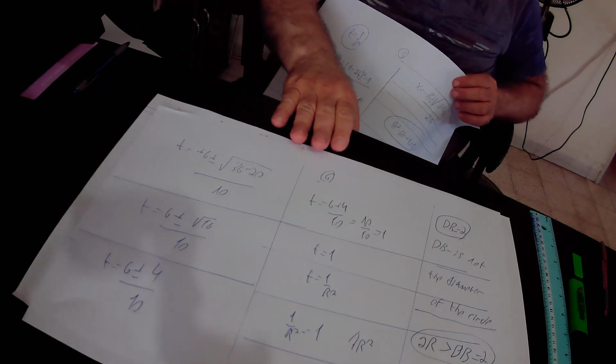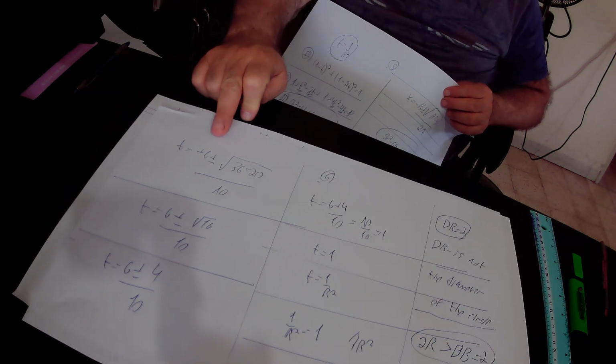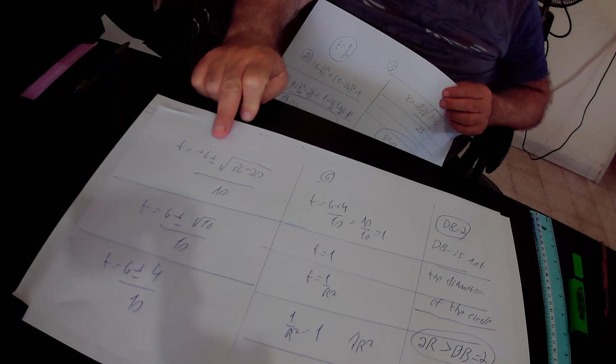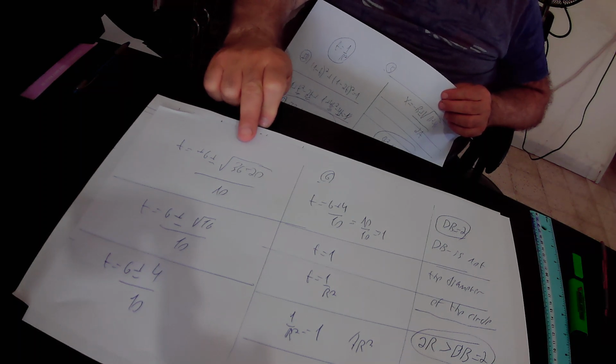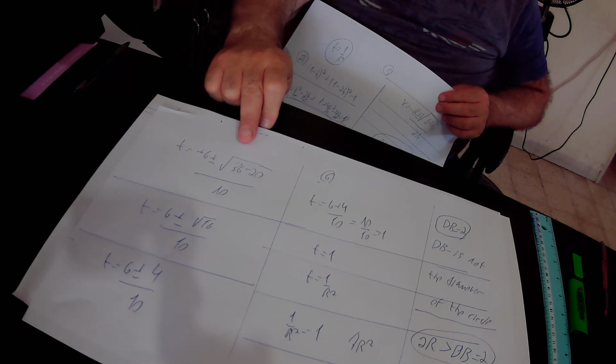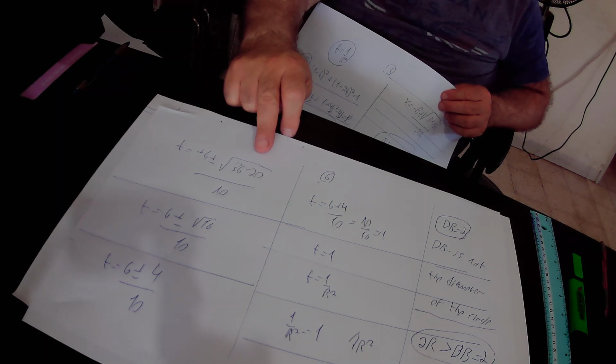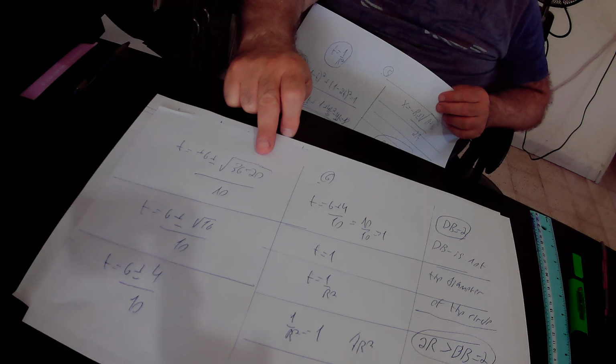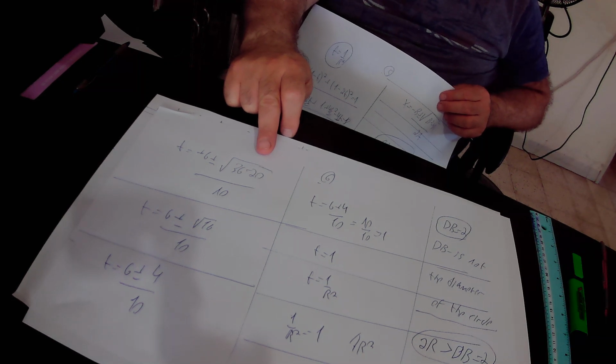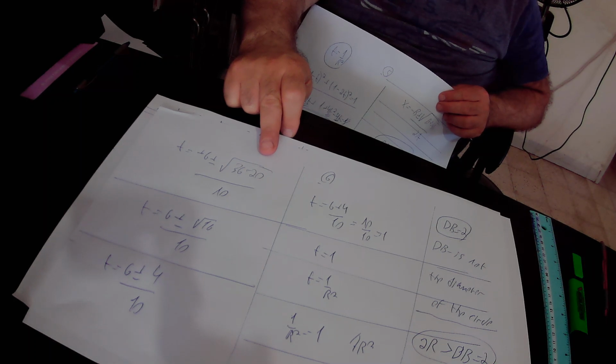We found out that t equals minus b. B is 6, so minus b is minus 6, that is plus 6, plus or minus the square root of b squared. B is 6, therefore b squared is 6 squared, that is 36, minus 4 times a. A is 5, so minus 4 times 5 is minus 20, times c. C is 1, so minus 20 times 1 is minus 20.